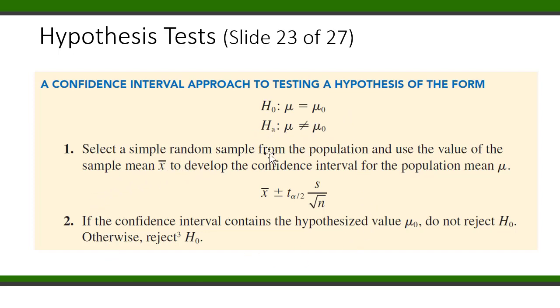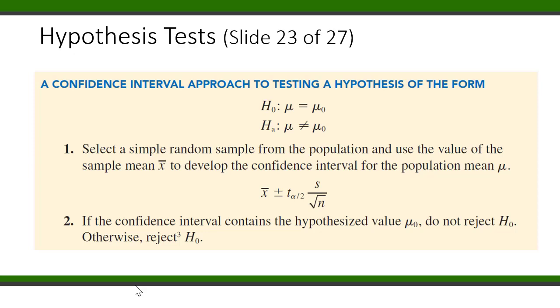So first of all, you select a random sample from the population and use the value of that sample mean to develop that confidence interval for the population mean. So here's our sample mean, and then it's going to be a t statistic with your alpha divided by 2. Remember, it's going to be on each tail of your probably normal distribution, and then your variance divided by the square root of n. Right?